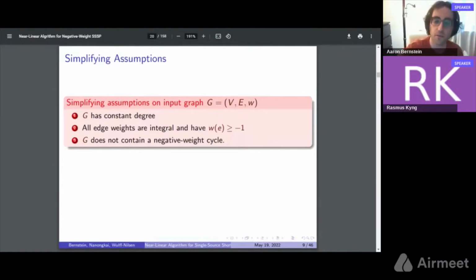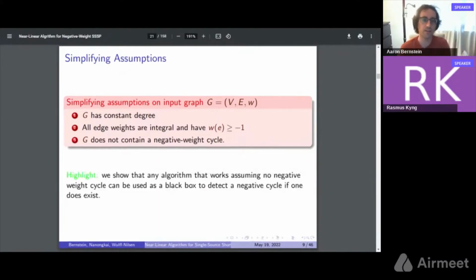They basically use folklore. I think the nicest part is step 3, which shows that any algorithm that works assuming there is no negative weight cycle can actually be used as a black box to detect the negative weight cycle if it does exist. So that's just a nice quality of life thing where we can always, without loss of generality, focus on the case of no negative weight cycle.